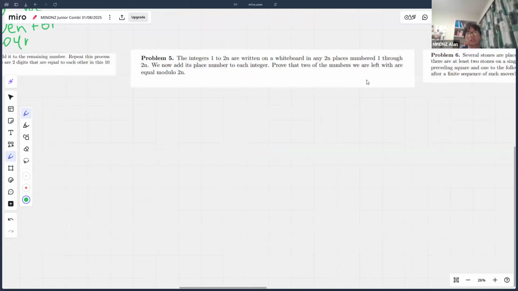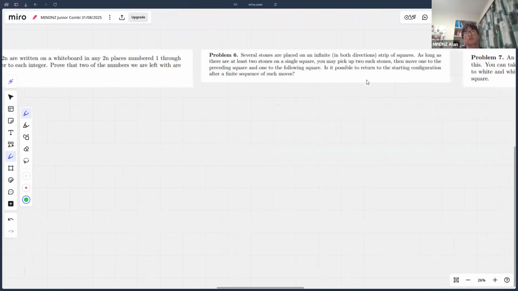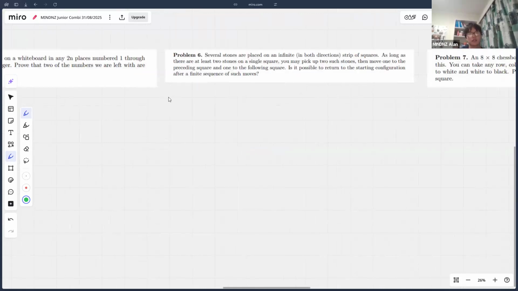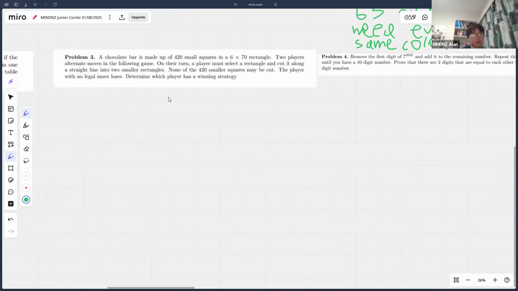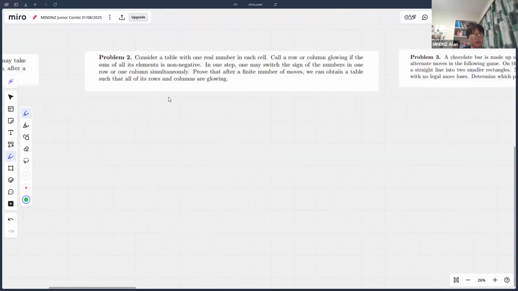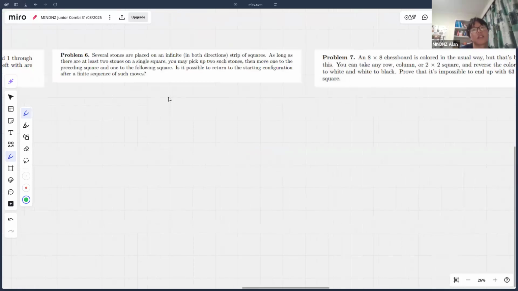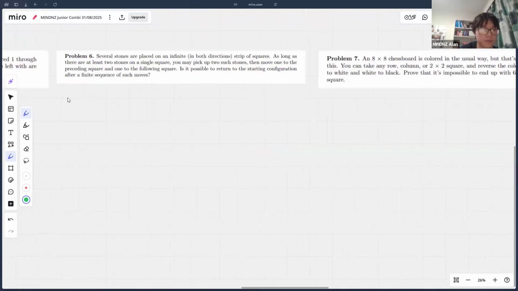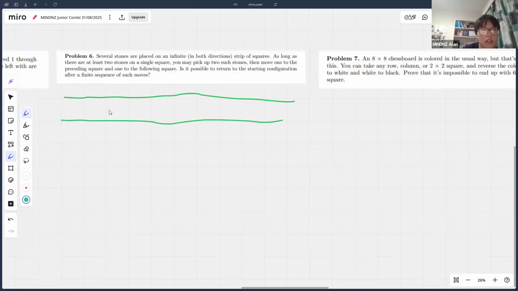Oh, we're running out of time, so I'll just cover one important problem. Oh, we haven't done monovariants yet. Okay. Is this a good monovariant problem? Probably is. Okay. So we have this problem where we have several stones along an infinite strip of squares, right? We don't know the number of stones in each square, or in the whole strip as well. We just know we have several stones.